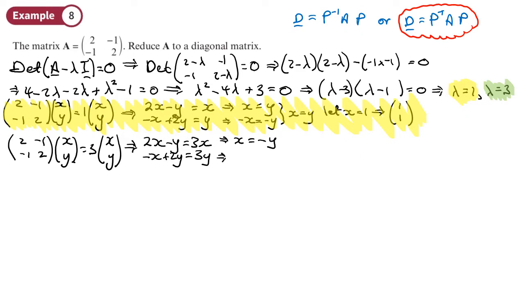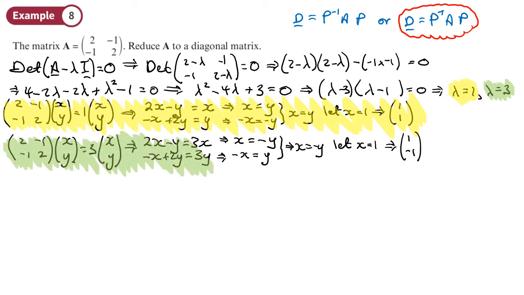And for the bottom one, if we take away 2y from both sides, we'll have negative x equals y. So it's given us the same piece of information, that x equals negative y. So let's make x equal to 1. That will give us the eigenvector (1, negative 1). Let's highlight that in green, because this all relates to the eigenvalue of 3.